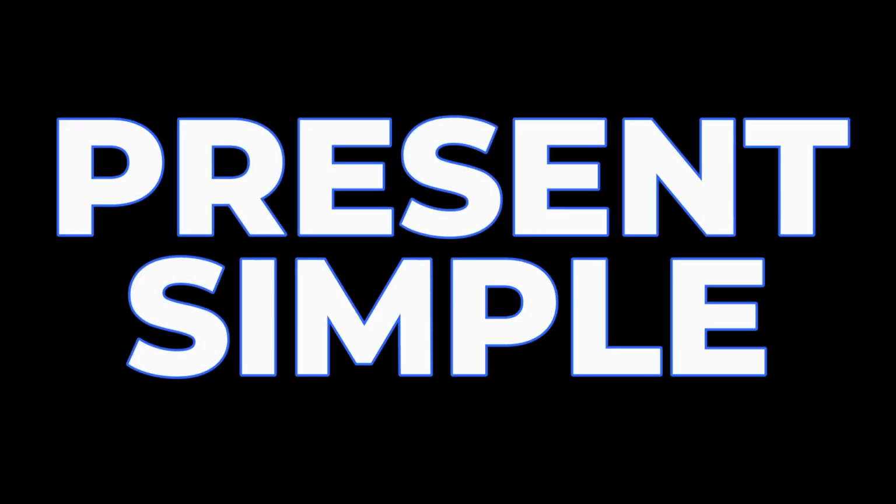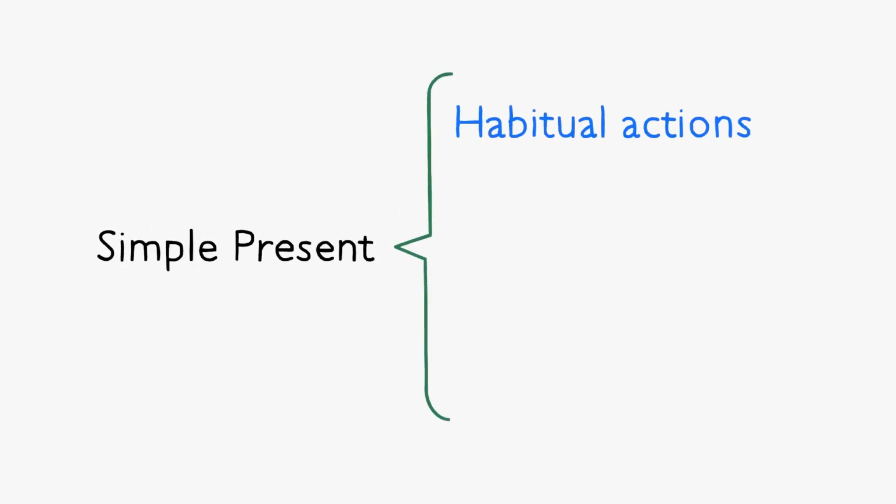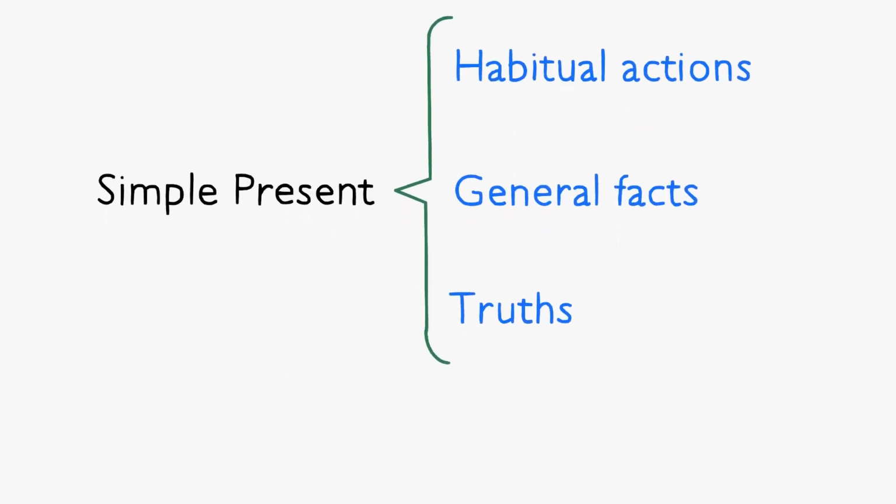Today, present simple. All right, folks, let's talk about the simple present tense. The present simple is used to talk about habitual actions, general facts, or truths. Let's see how verbs are used in affirmative sentences in the present simple tense.